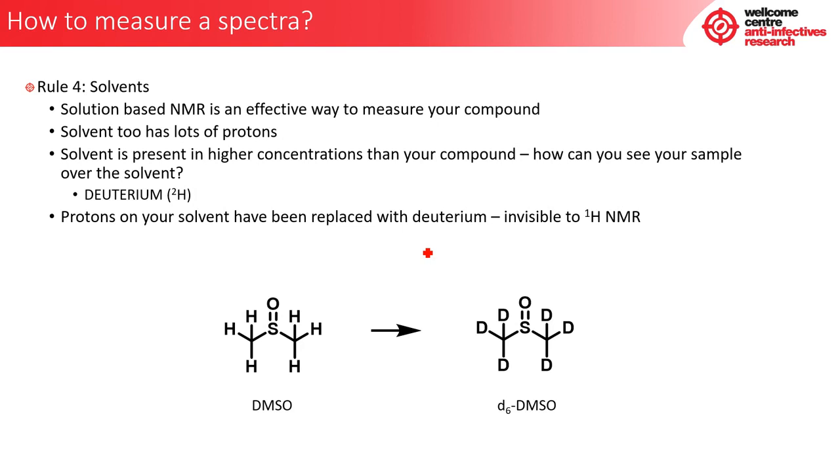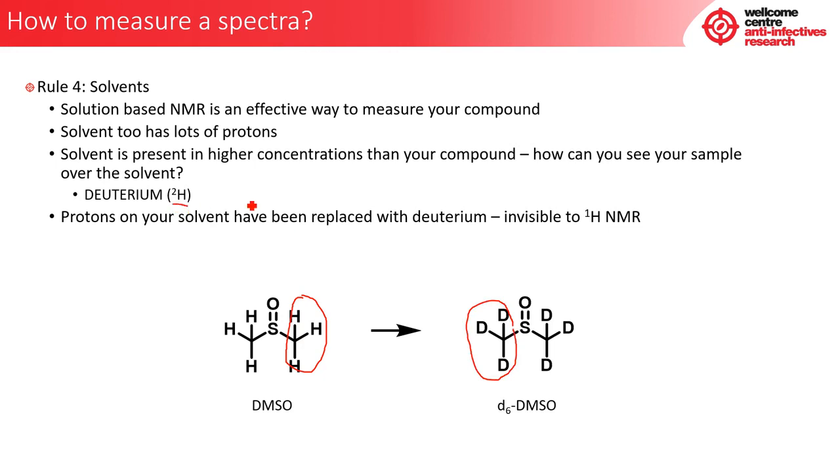Now, that's not really good for us because we want to be able to see our compound. So, what do we do? Well, what we do in NMR is we exchange out all of these hydrogens and we exchange them for the element deuterium. Now, what is deuterium? Deuterium is heavy hydrogen.